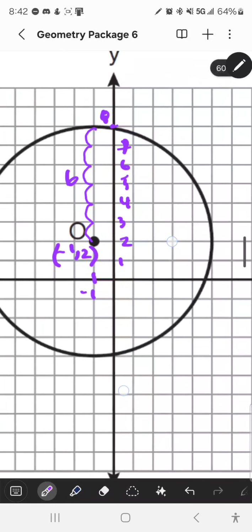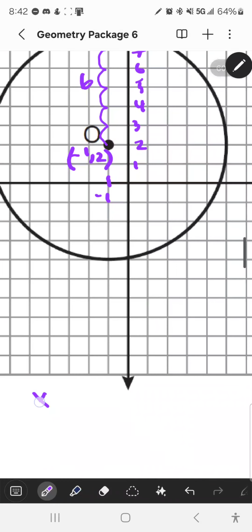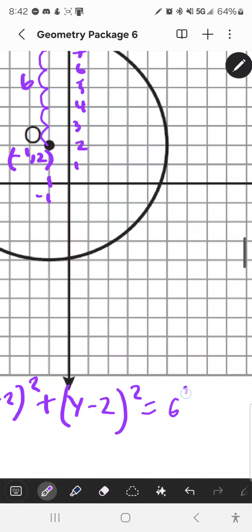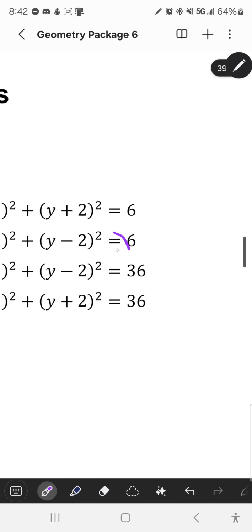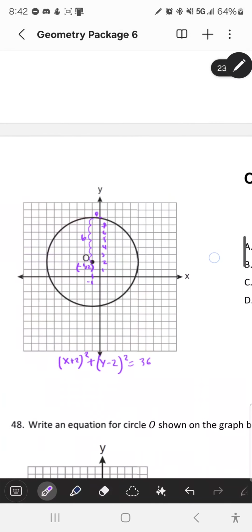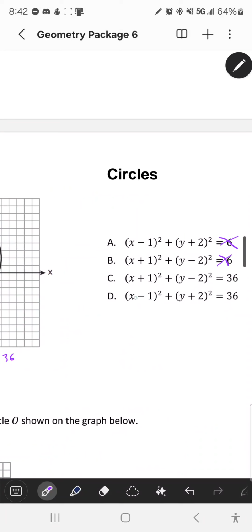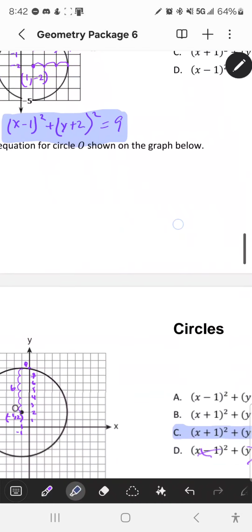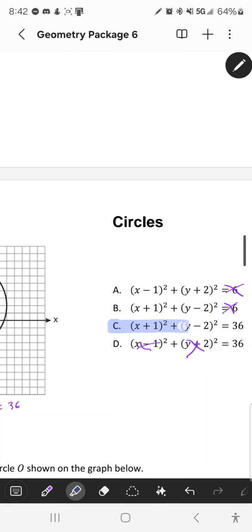Okay, I don't know what happened there. So negative 1 comma 2, so it will be x plus 1 squared plus y minus 2 squared equal 6 squared, which is the same as 36. So we can take out this, and then we have plus 2 and minus 2. So this is not the answer, and we have C. Let me just check something else. Nah, never mind. I don't know what happened there.